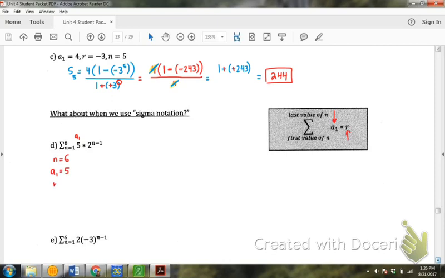And your R value is 2. Good. At this point, we are not worried about this over here. We don't have to worry about the N minus 1.